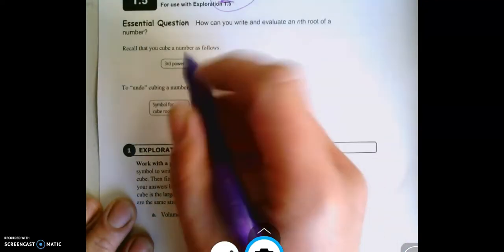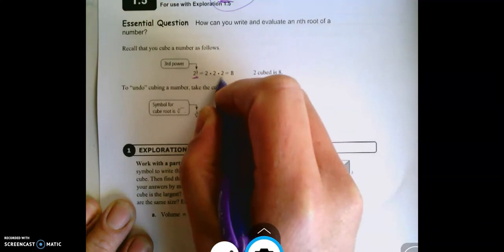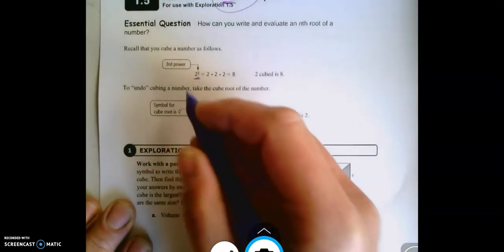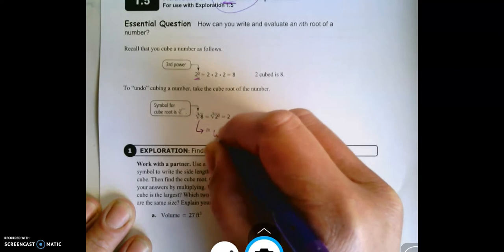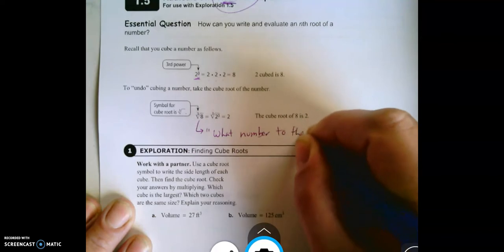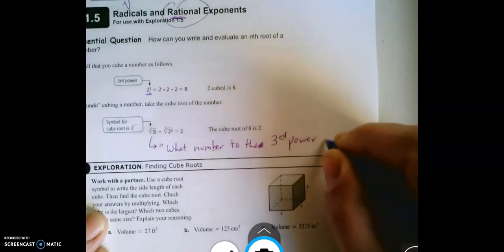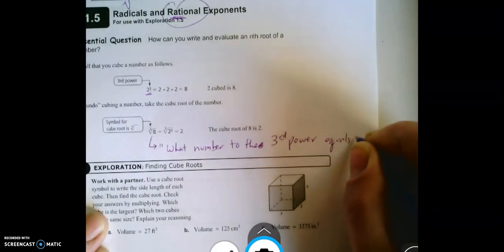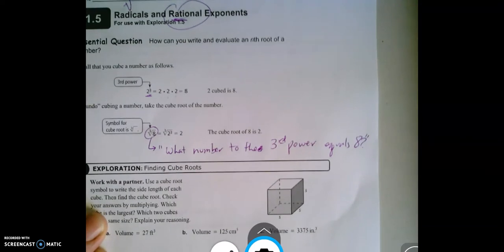For the first part, we'll mostly talk about third roots. Just a reminder, third power means 2 to the third is 2 times 2 times 2, and that's how you get 8. So the cube root of 8 is asking: what number to the third power equals 8? That's the question they're asking with this statement. Cube root of 8 means what number to the third power equals 8.